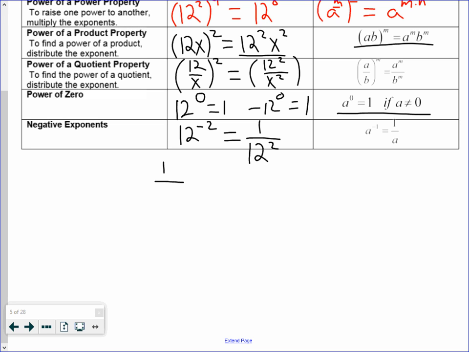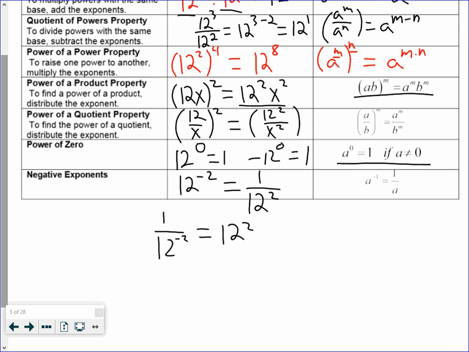And same thing if you have 1 over 12 to the negative 2, that's going to give us a positive 12 squared. All you do is take the base, move it to the top of the fraction, and change the exponent from a negative to a positive. You don't do anything other than that. You just move the base to the other side of the fraction and change the negative into a positive.